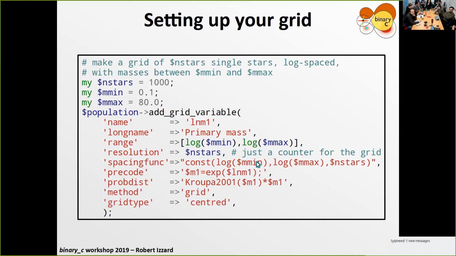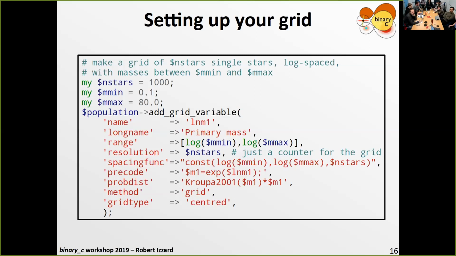Now, to set up the grid, it's a little more complicated because you need to decide how many stars you're going to run on the grid. You've got to decide the range of masses of your stars, which is relatively straightforward. And to do that, you use the add grid variable function in the population. What this does is automatically set up the grid for you, so you don't have to write any of the loops. It's all done automatically. The code's generated for you. But you do have to tell it a few things.